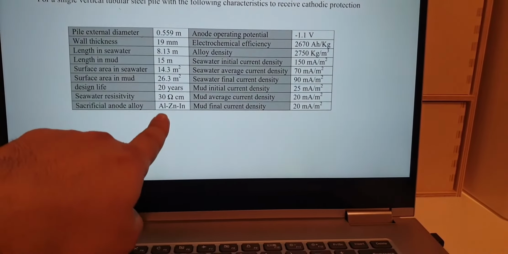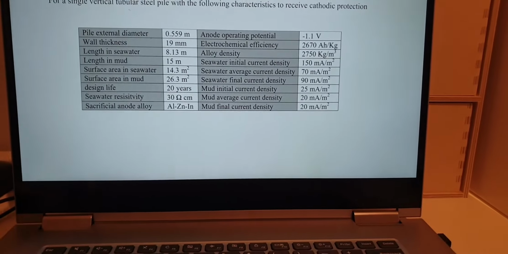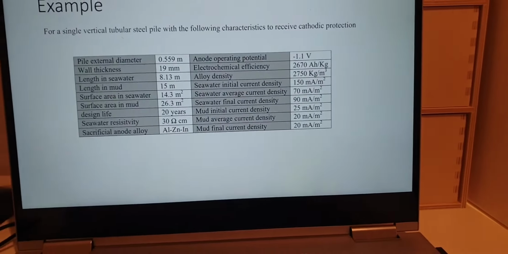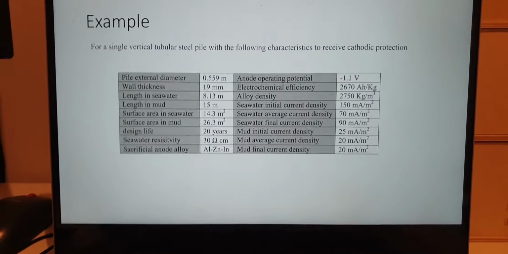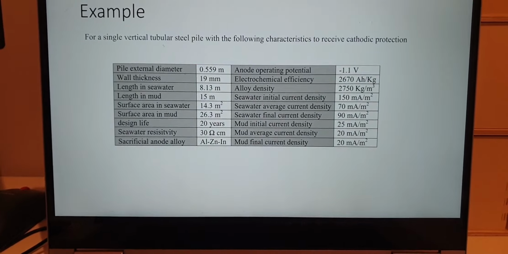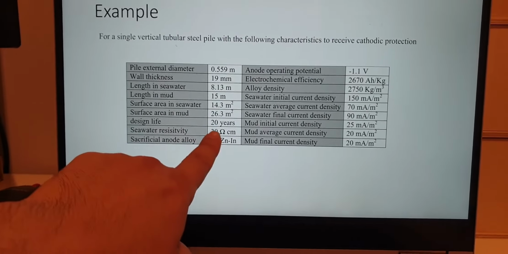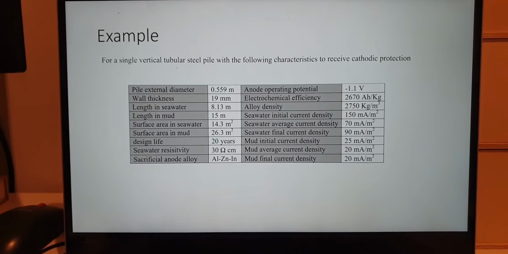At the end, we have an aluminum zinc indium type of anode. We have the anode potential, the operational potential requirement, which is minus 1.1. This is important. We will utilize that number. Basically, all the numbers here are of use. The numbers there are just for comparison, and we will see. The design life is 20 years, so we need to consider that at the end to take the final conclusions.